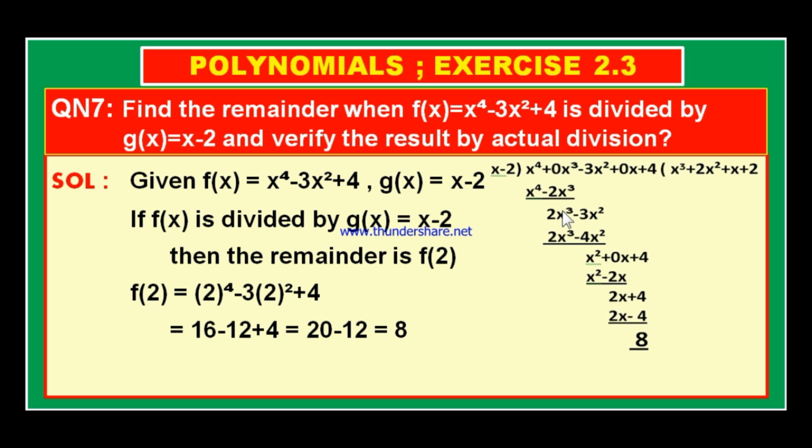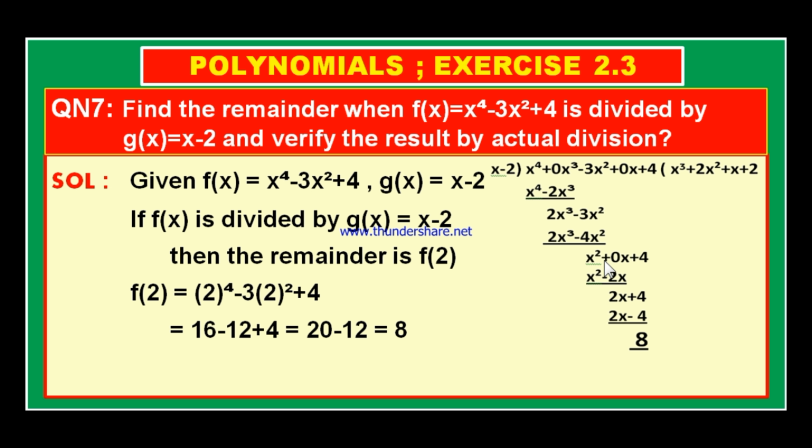Again you divide the first term by the first term of the divisor. 2x cube by x is 2x square. You multiply both these terms with 2x square now. 2x square into x is 2x cube, minus 2 into 2x square is minus 4x square. You subtract again. If you subtract, these two will be cancelled. Minus 3x square plus 4x square is plus x square. Plus x square plus 0x plus 4. This is now the new dividend.